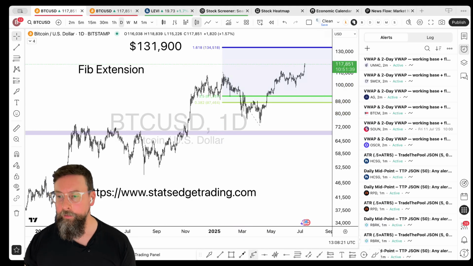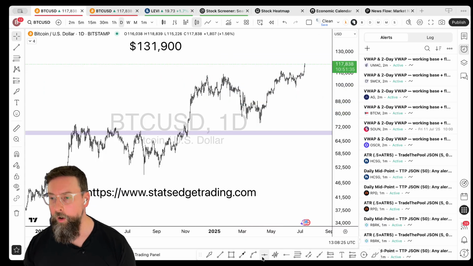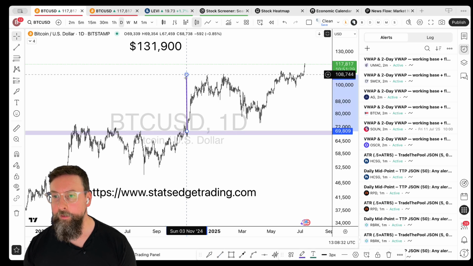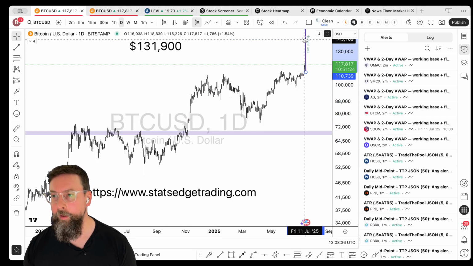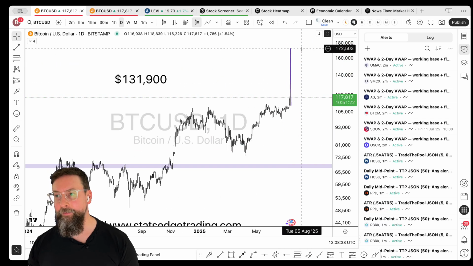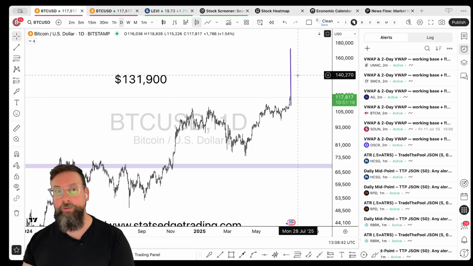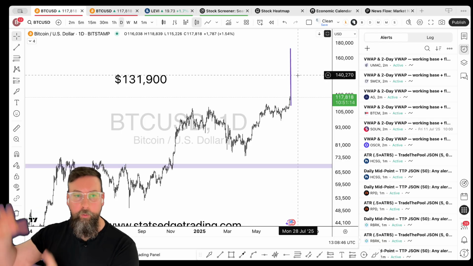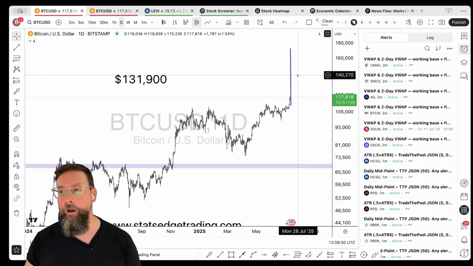Another way to do it, instead of doing a fib extension, we could just draw out, for example, what happened the last time we broke out. So this is the last time we broke out. We just take that move, and these are logarithmic charts, which means it's all on a percentage basis, and we extend that out. And that gets to 160, 170. So that's more aggressive. It's saying that the last breakout that occurred, we're going to do that same thing when we broke out this time. Again, it could happen. It's a little bit more aggressive.